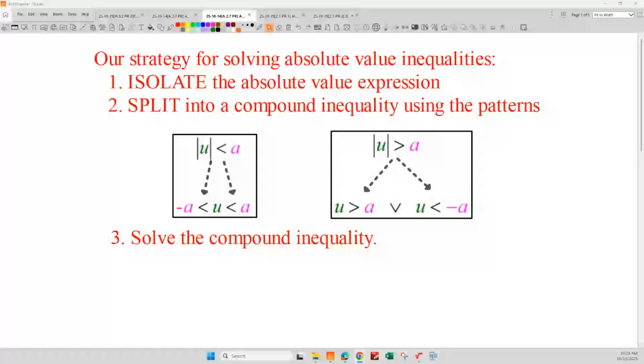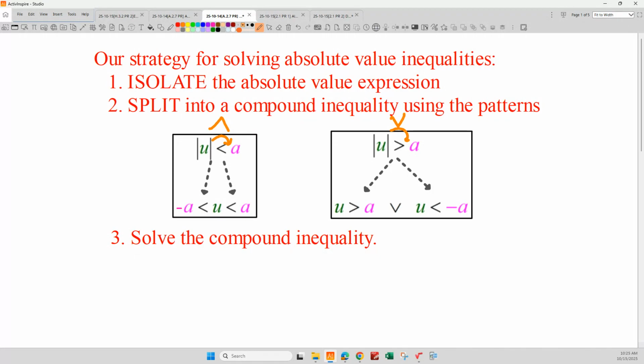Remind me how we remember which one goes with which. How do we know that in this first case it's going to split into an and compound inequality? Yeah, okay, good. So if we rotate the inequality 90 degrees clockwise, then that's going to flip into an and symbol, isn't it? So we know it's and. If we rotate this one 90 degrees clockwise, we get a V, which is an or symbol, okay?